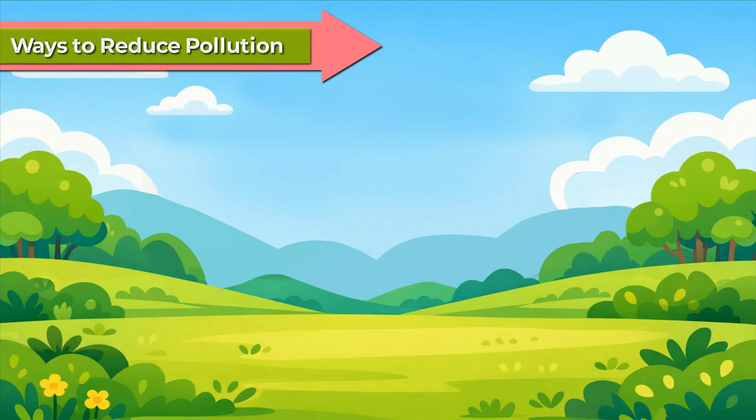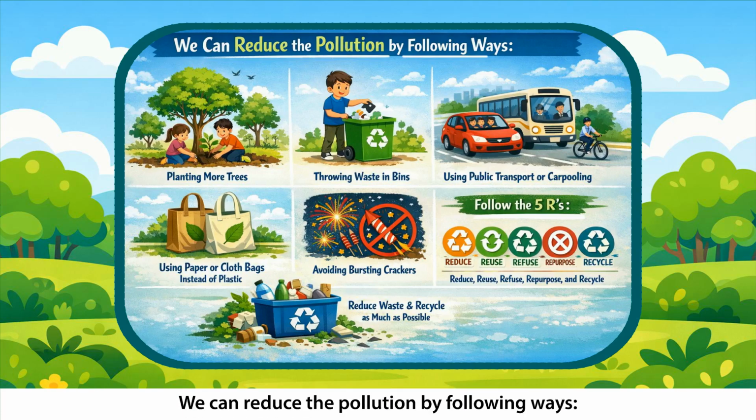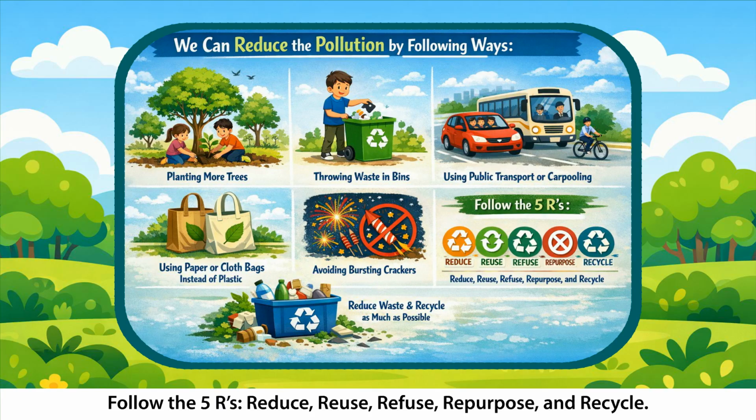Ways to reduce pollution. We can reduce the pollution by following ways: planting more trees, throwing waste in bins, using public transports or carpooling, using paper or cloth bags instead of plastic, avoiding bursting crackers, reduce waste and recycle as much as possible. Follow the 5 R's: reduce, reuse, refuse, repurpose, and recycle.